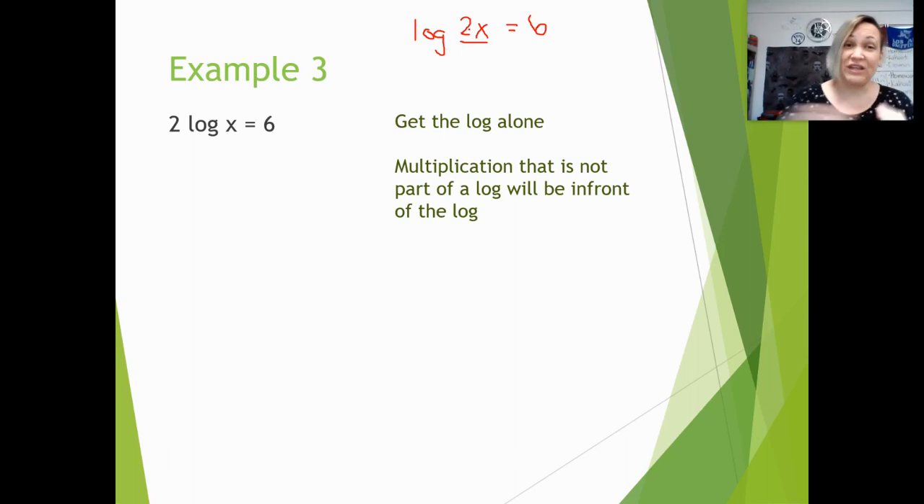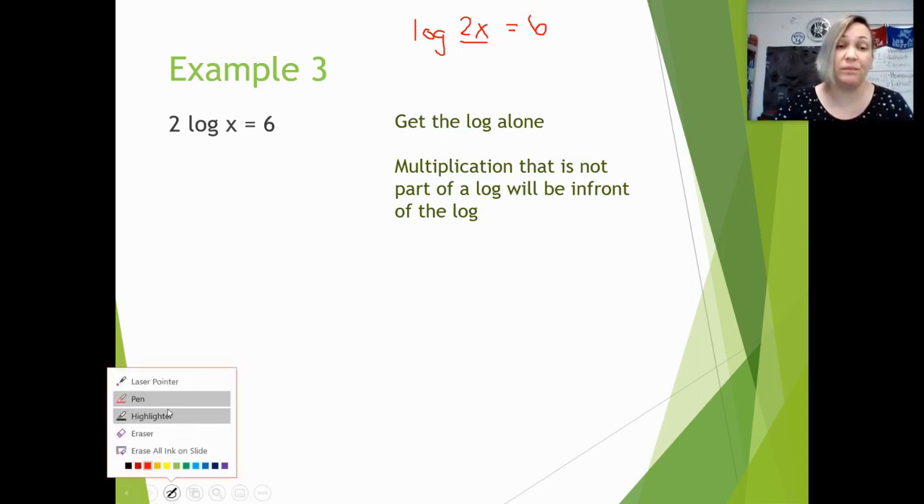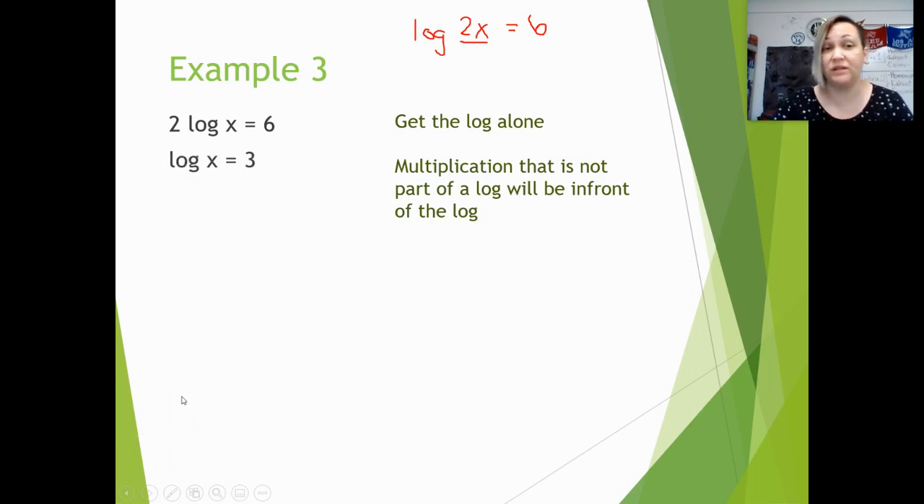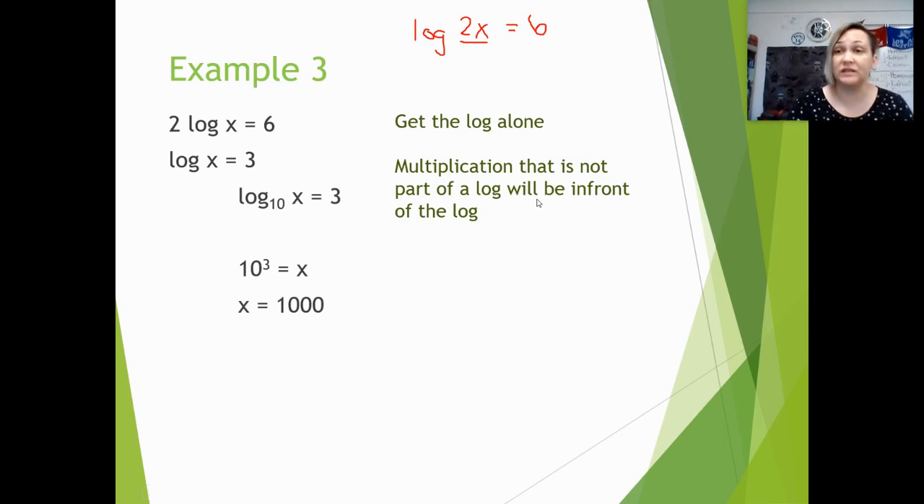The one that's actually typed on the screen where the 2 is in front of the log, for that problem, you would start it by dividing by 2 on both sides. Okay, so a 2 in front of the log, you divide. A 2 right next to the variable, you start with the wheel. And then hopefully maybe we're getting good at this. Okay, so my final answer for this one is x equals 1,000.